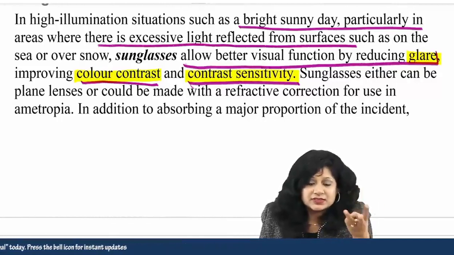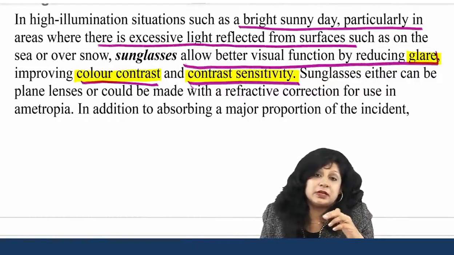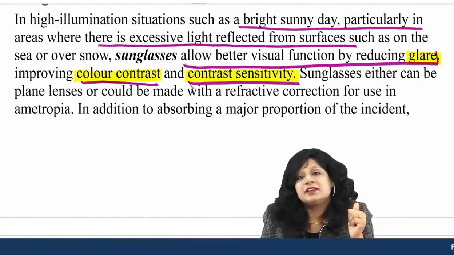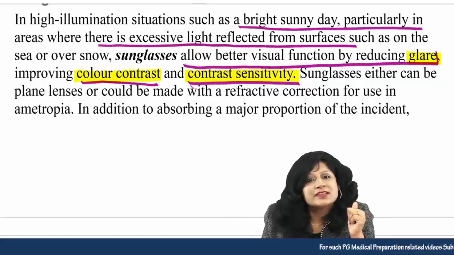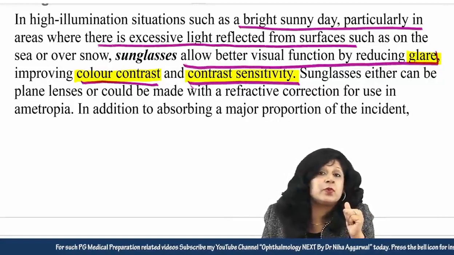So three words are the glare, color contrast and contrast sensitivity, because in future when they are going to increase the number of questions from 10 to 60, these kind of questions are there which can be picked word to word from the Parsons.